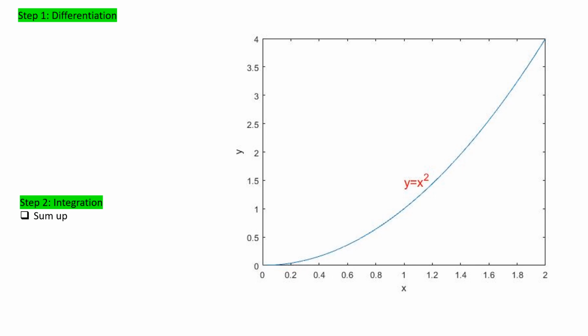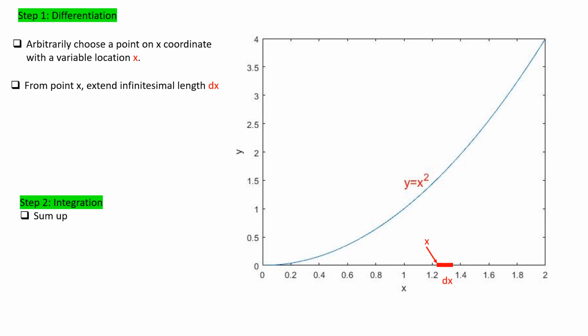Now, to solve the problem, we'll use two steps. The first step is we arbitrarily choose a point on the x coordinate, and we use a variable x to denote its location. Second step, from point x, we extend x by dx, and dx is infinitesimally small. In this way, we'll get an infinite number of elements.